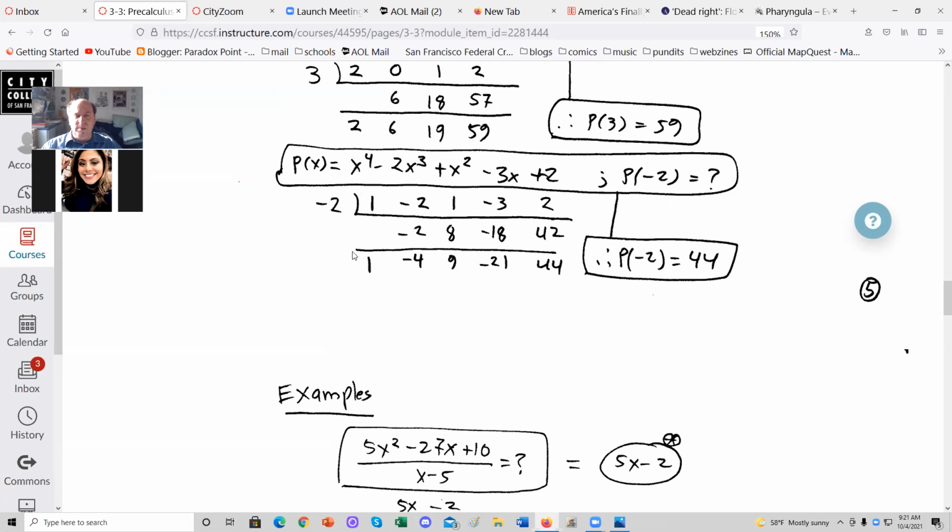Down comes a 1, times a negative 2 is a negative 2. Plus a negative 2 is a negative 4, times a negative 2 is an 8. Plus a 1 is a 9, times the negative 2 is an 18.